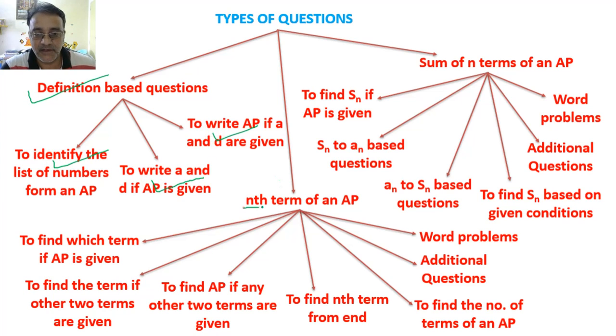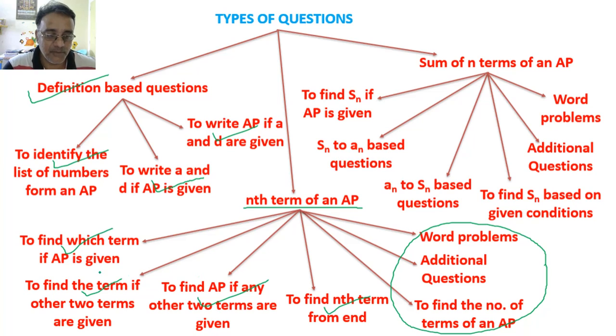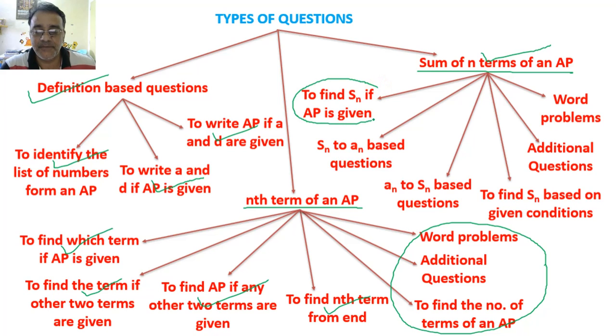Okay, in nth term of an AP, to find which term, or to find the AP if any two terms are given, or to find the nth term, this also we have seen. So only this type of questions are left, and we will see some more questions also. We will start sum of n terms today, and we will try to complete the first question, that is to find Sn if the AP is given, right?